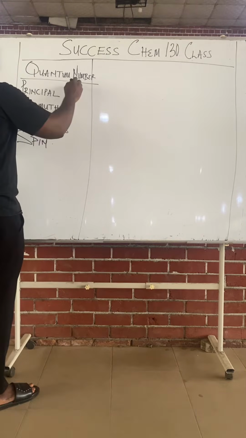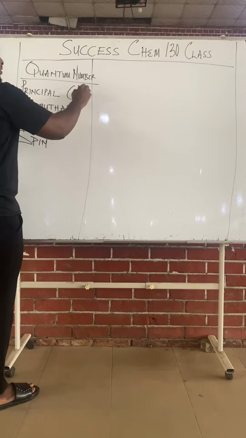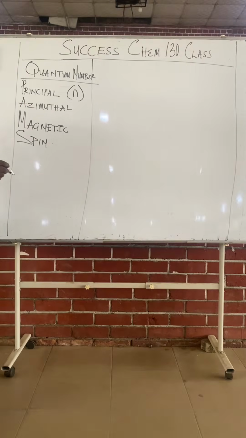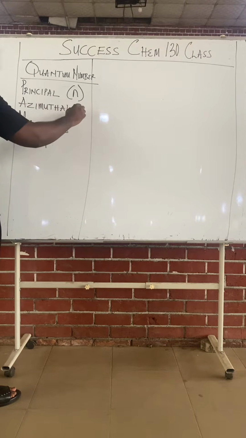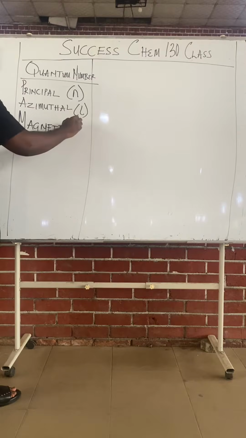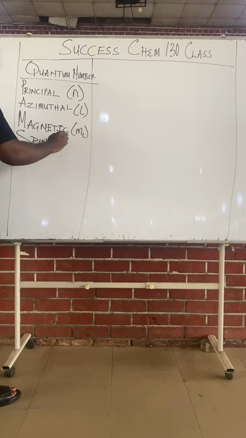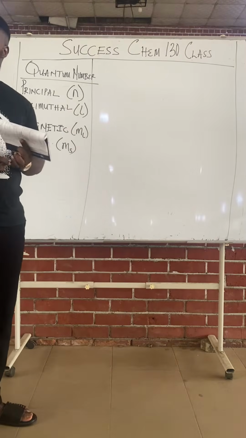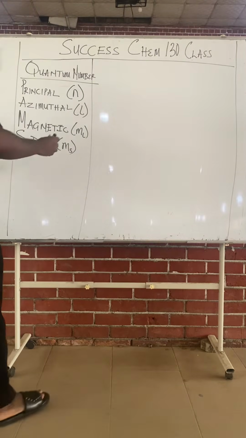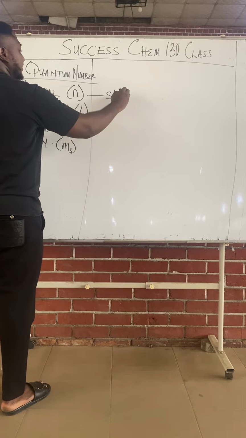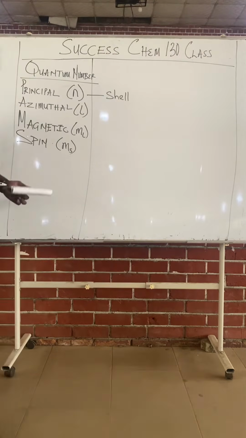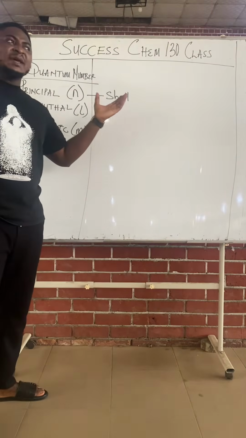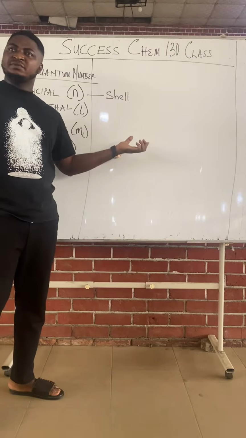For the principal quantum number, N representing the number of shells. N representing the number of what? Shells. Azimuthal is L. Magnetic is ML. Spin is MS. Class, we recognize their symbol first. The principal quantum number is the shell level. It tells us the number of shells, the shell energy level.